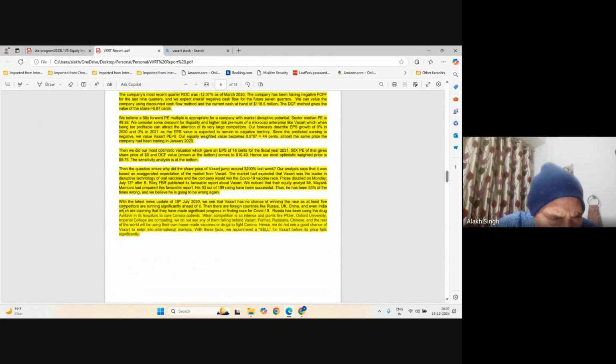Russia has been using the drug Avifavir in its hospitals to cure corona patients. When competition is so intense, and giants like Pfizer, Oxford University, Imperial College are competing, we don't see any of them falling behind Vaxart. Further, Russians, Chinese, and the rest of the world would be using their own homemade vaccines or drugs to fight corona. Hence, we don't see a good chance of Vaxart entering the international market. With these facts, we recommend sell for Vaxart. Its price falls significantly. Here I had written, he will be wrong again.